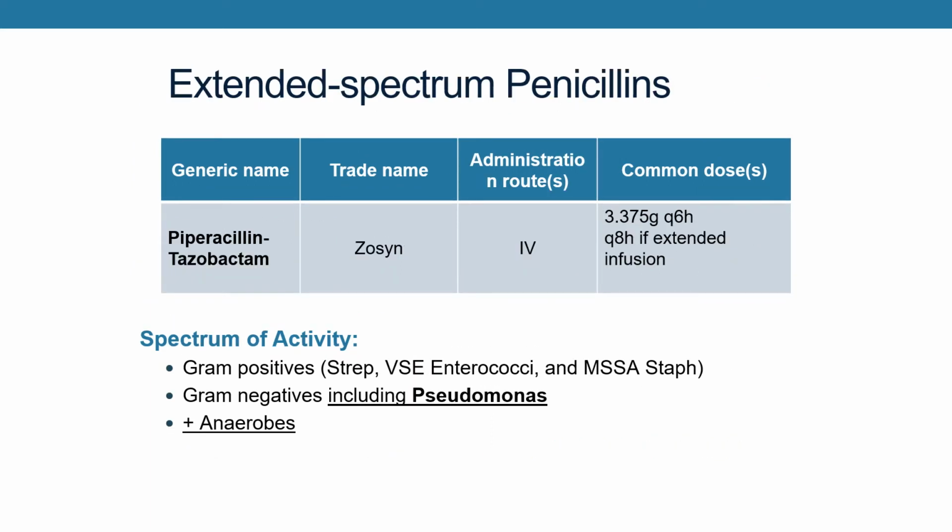And the last class of penicillins is the extended spectrum penicillins. This class is very similar to the last slide with the addition of Pseudomonas coverage. The main agent of this class is piperacillin tazobactam, also known as Zosyn, and this should only be used as a very broad spectrum agent when there is concern for Pseudomonas infection.